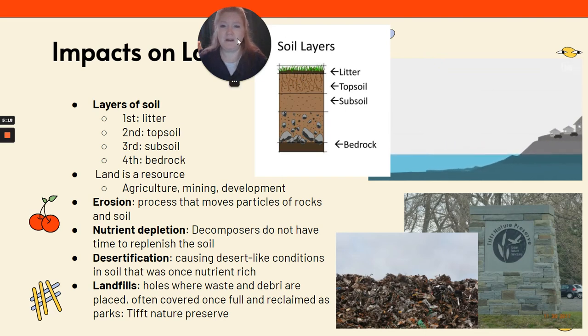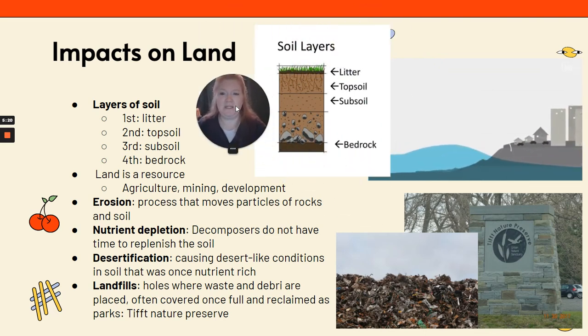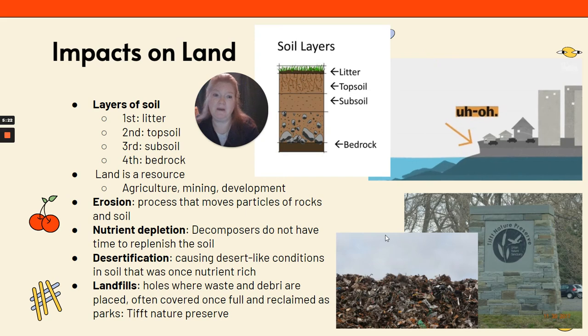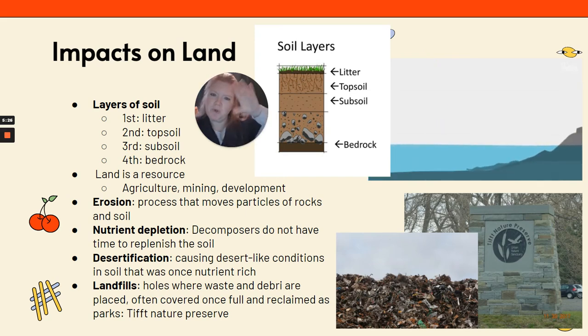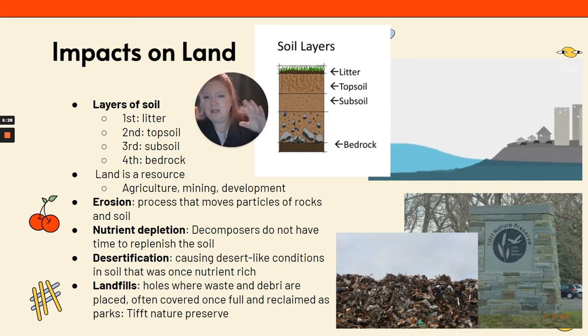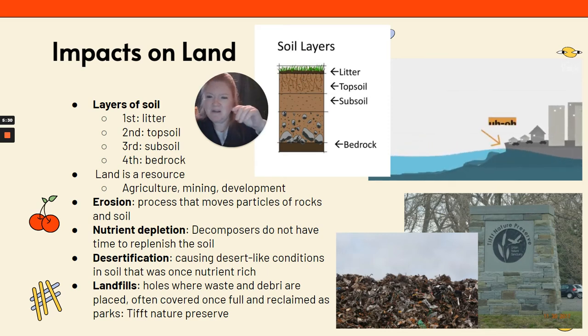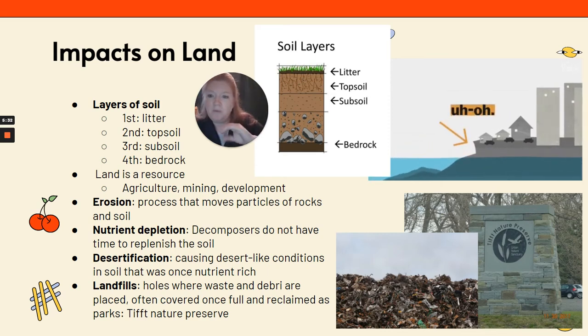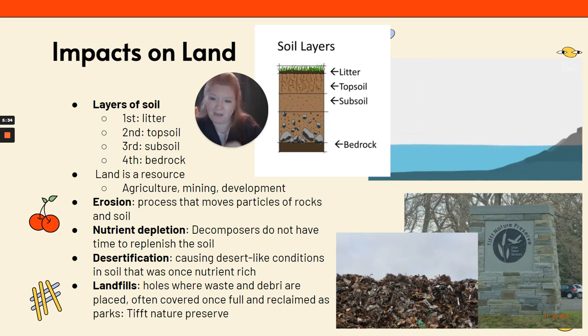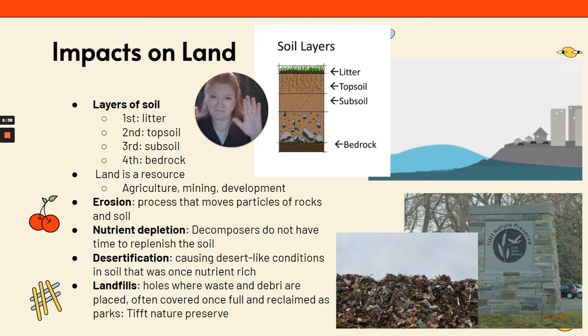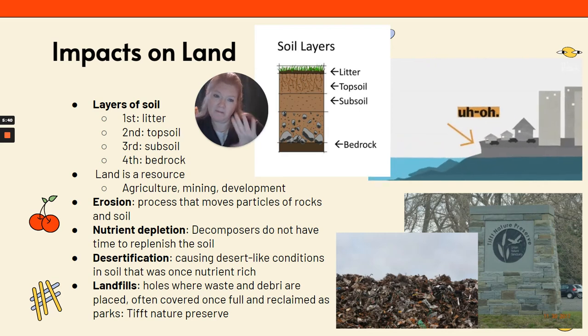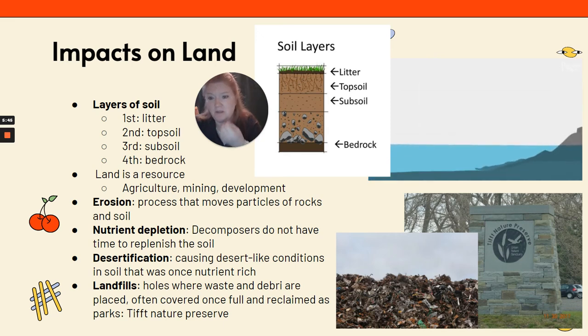Okay, so now we'll talk about land. We did general pollution and we talked about air, but what about land? We'll talk about the soil. Soil has litter, which is decaying material. Then we have topsoil, subsoil, and then bedrock. Pollution could affect any or all of those layers depending on how deep it gets underneath the soil.